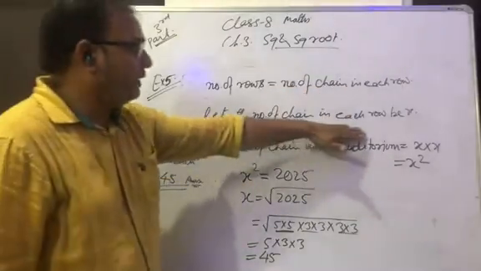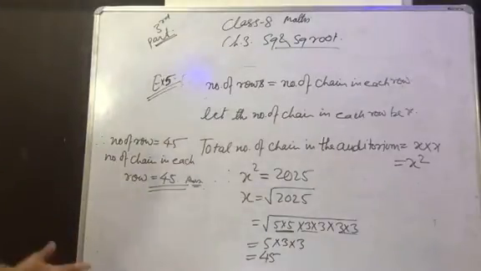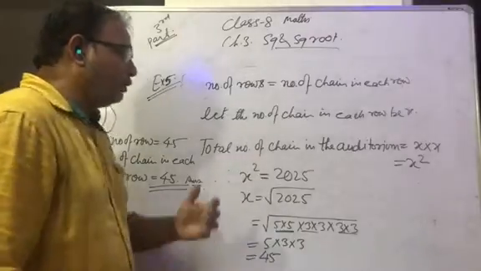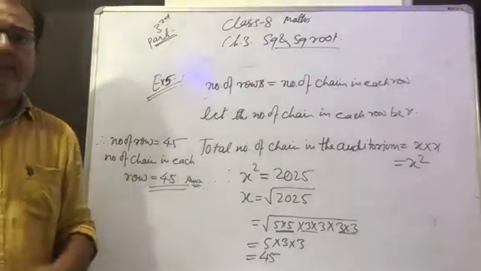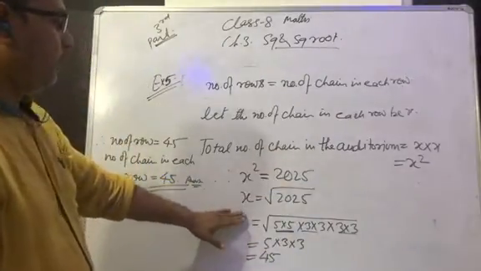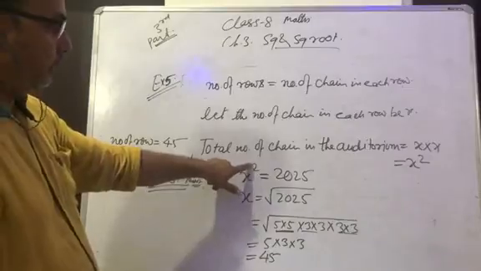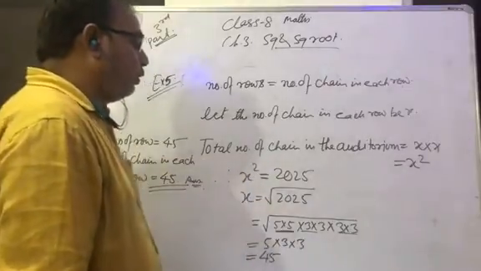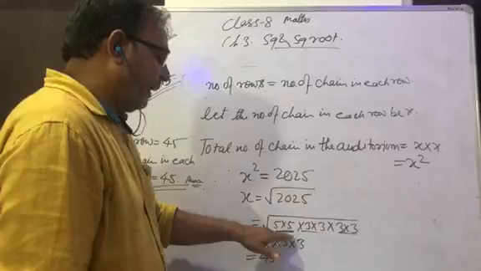So let the number of chairs in each row be x. Now, the total number of chairs in the auditorium is x multiplied by x, which is equal to x square. And we know that the capacity of the auditorium is 2025. So it means x square is equal to 2025. So when we remove this square, x is equal to under root 2025. So it will be 5 times 5.